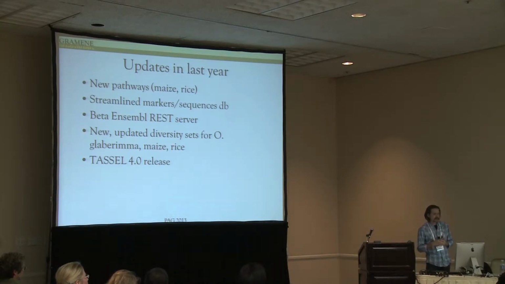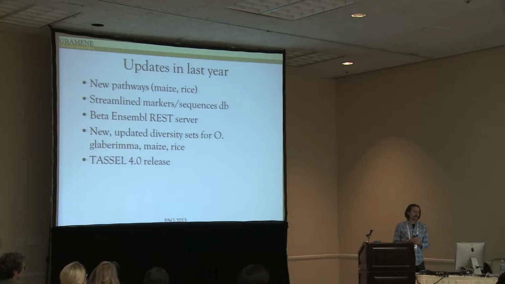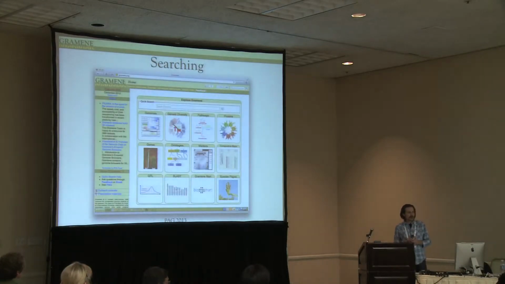We have new diversity data from glaberrima, maize, and rice. Under the diversity tool, the TASSEL development team has released their 4.0 release, which you can use for analyzing our diversity data. I'm going to give you just a brief overview of what the site looks like. This is our home page. From here, you can see that we have some major data sets that you can jump right into. If you know you want to get into QTLs or pathways, you can go straight to those sections and start searching and using the tools.